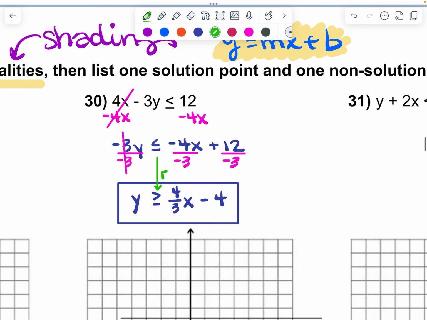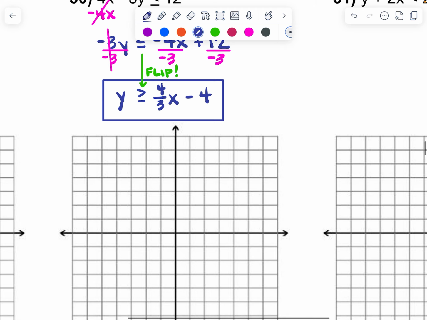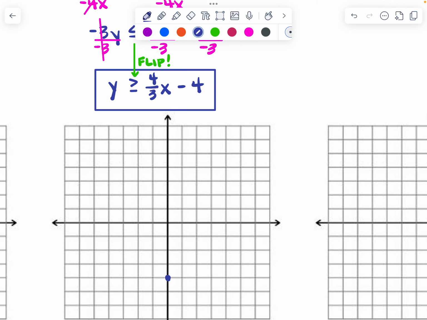All right, flip because we divided by a negative. And that was so important because we want to make sure we're shading the right side, right? If we graphed it in standard form, then we wouldn't have known whether to shade above or below the line. Okay, so let's graph this one.